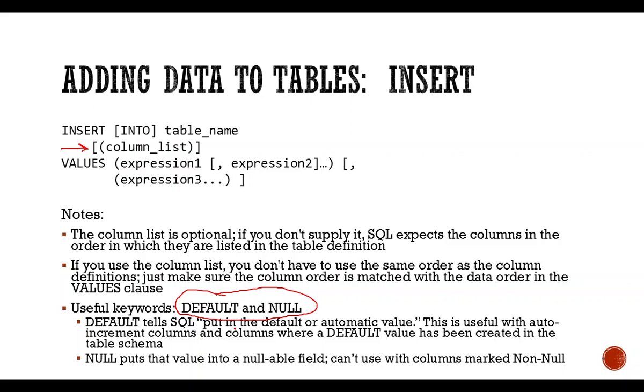Also, sometimes you have defaults for a particular column. For instance, customer balance defaults to $0. So if that's the case, you can say default and SQL will go, oh, I know what to do here. I'm just going to put the 0.